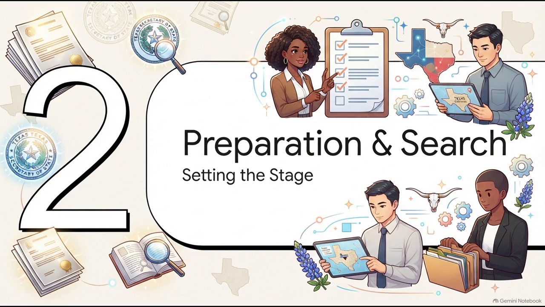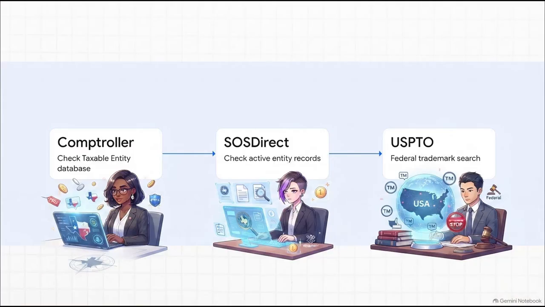Moving on to Section 2, Requirements and Preparation, Setting the Stage. Now, before you go claiming your shiny new business nickname, we have to make absolutely sure it's actually available. There are 3 crucial research steps here to prevent some major legal headaches down the road. Step 1, run a quick free search on the Texas Comptroller Taxable Entity Database. That just shows if anyone is actively using the name for franchise tax purposes.